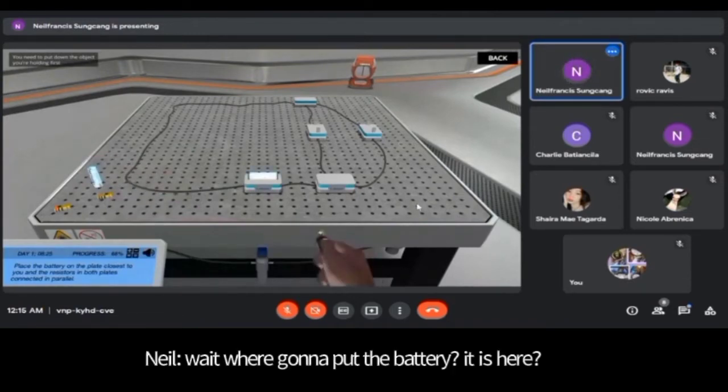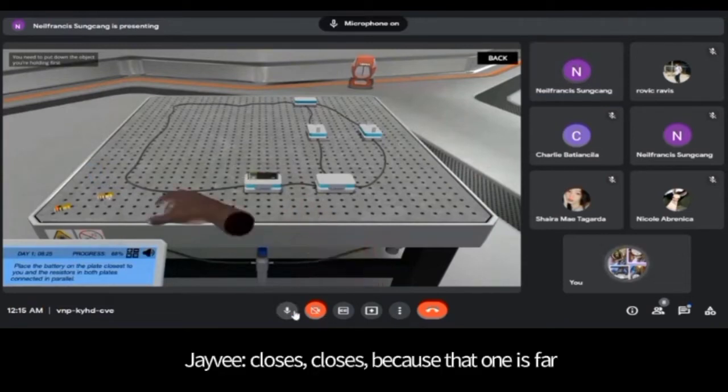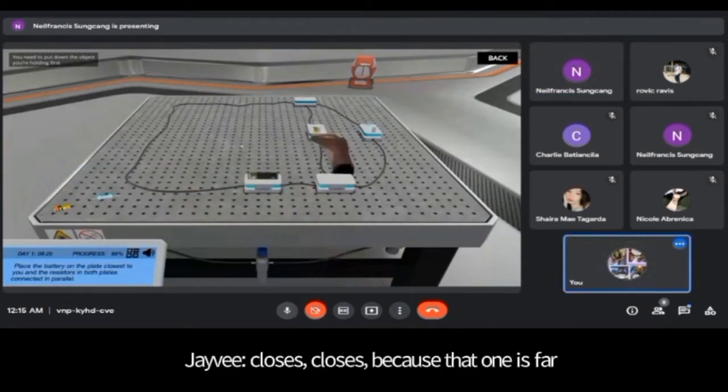Saan daw yung battery? Dito. Closest daw. Kasi yan yung malayo. Hmm.